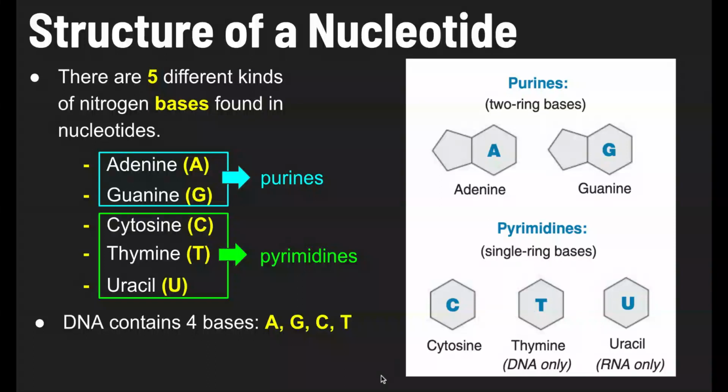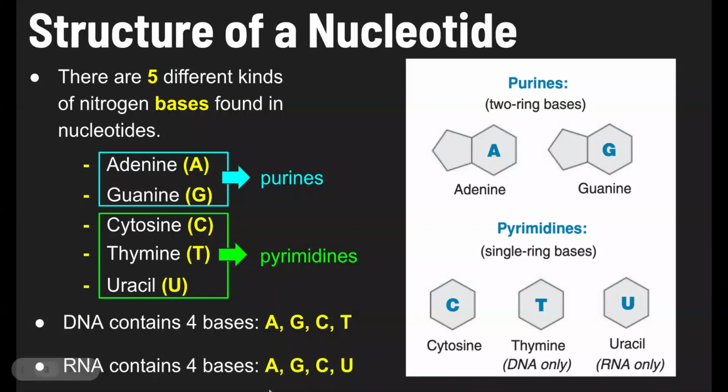DNA contains these 4 bases in its nucleotides. It contains A's, G's, C's, and T's. But RNA contains 4 bases as well, A's, G's, C's, and U's. So the difference between the bases in DNA and RNA is DNA uses a T while RNA uses a U. The other bases are the same.